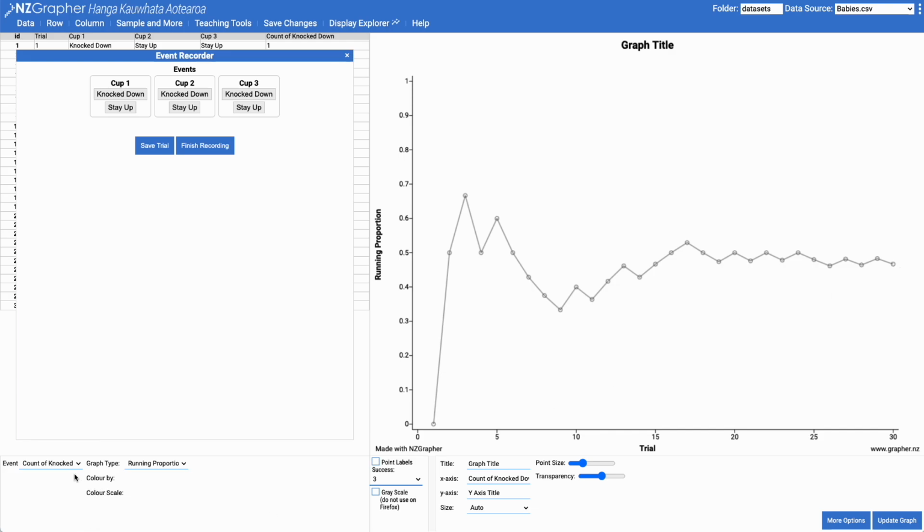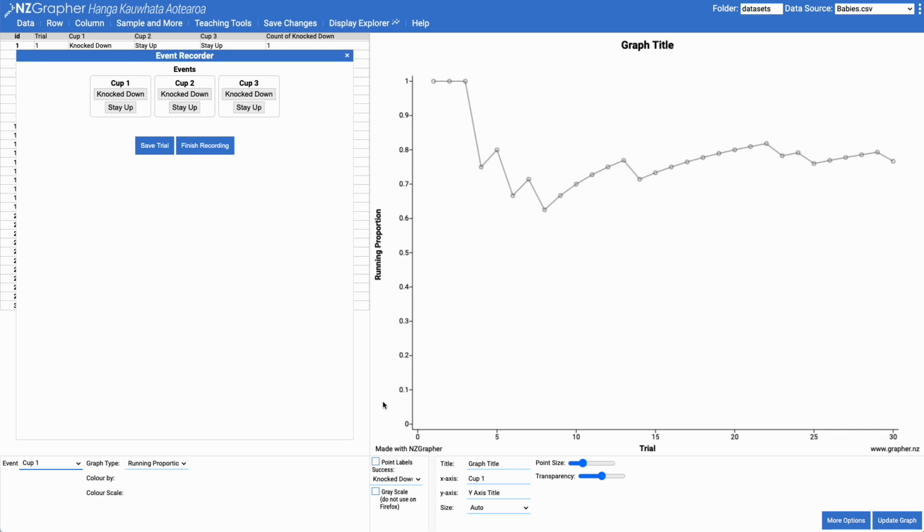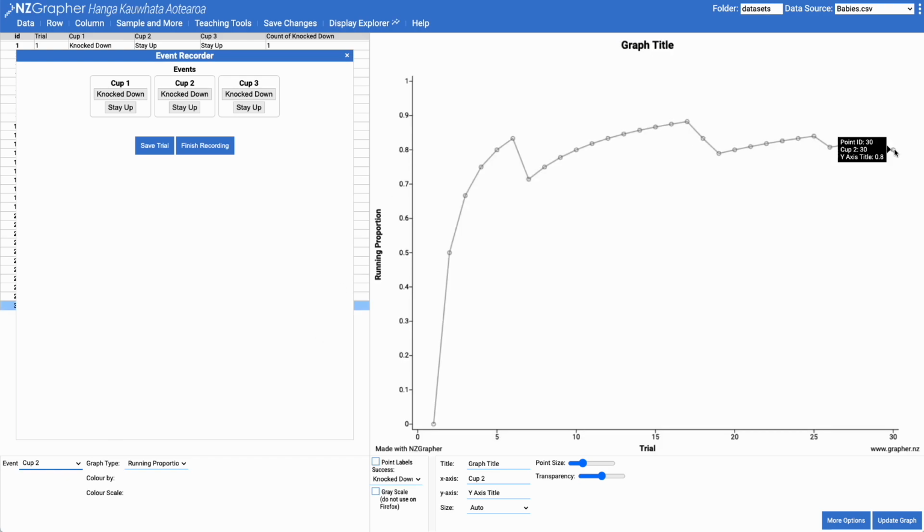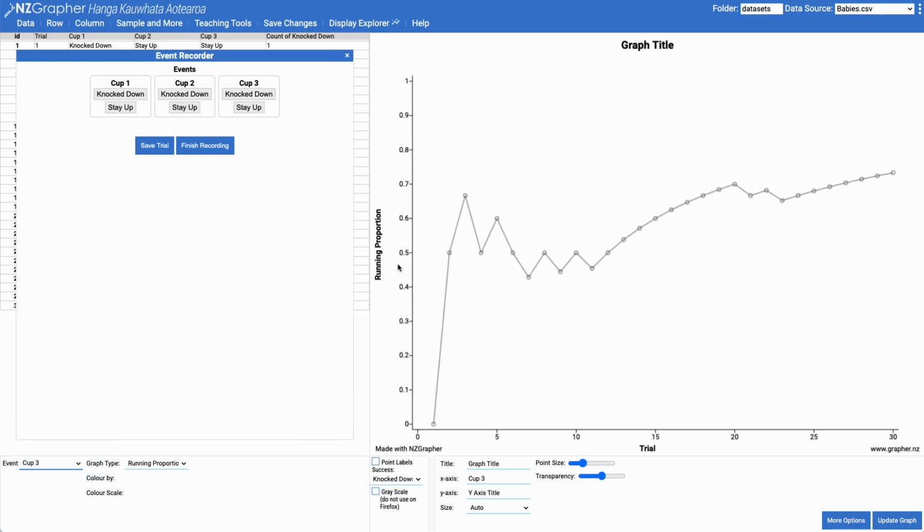But I could also have a look at the likelihood of knocking each cup down individually. If I look at cup 1, by the end I've knocked it down 77% of the time, and it seems to be leveling up around there. Cup 2, I'm knocking down about 80% of the time, and cup 3, I got a lot better as I went on, and by the end, I've knocked down 73% of the third cups.